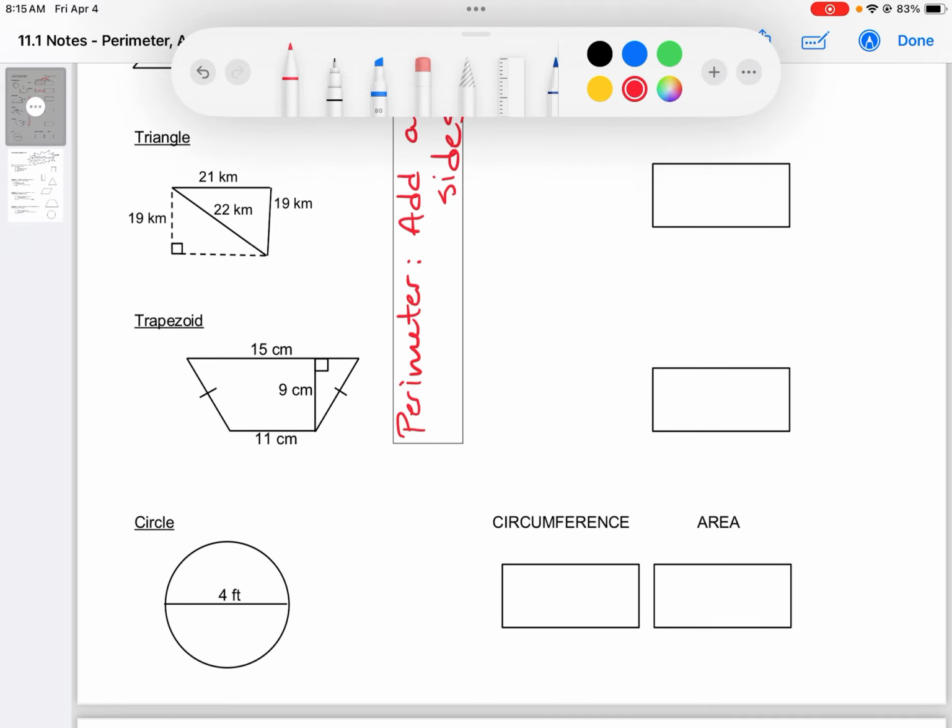And then lastly, looking at a circle, the perimeter of a circle is called the circumference. And so that would be 1 trip around the circle, if you will. And we use circumference equals 2 times pi times the radius. So remember, the radius is the distance from the center of the circle to the edge of the circle. So it's half of the diameter.